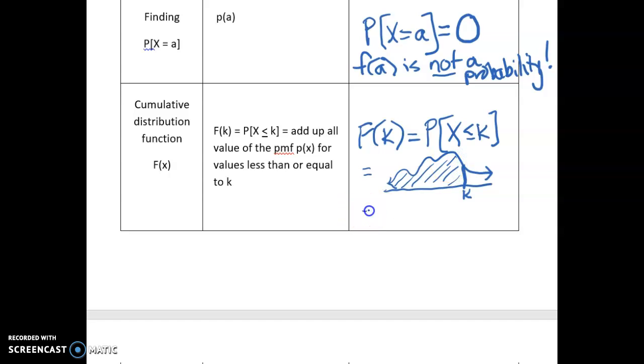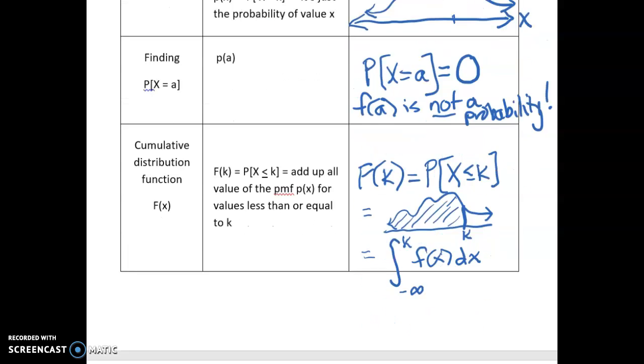Oh yes, calculus. So this ends up being whatever the lowest value is. I don't know what the lowest value is, so I'm just going to call it negative infinity for now, all the way up to k of that function f of x dx. So you're going to find the area under that curve to find a probability. And capital F, the cumulative distribution, is a probability.